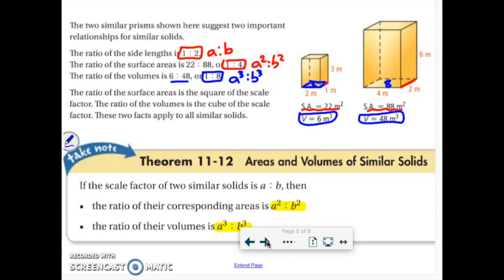So the whole way through, we have this ratio going on. The ratio of the side lengths becomes really important. What is A to B? If I know A to B, I can get the ratio of the areas, or I can get the ratio of the volumes if I just remember a couple things.